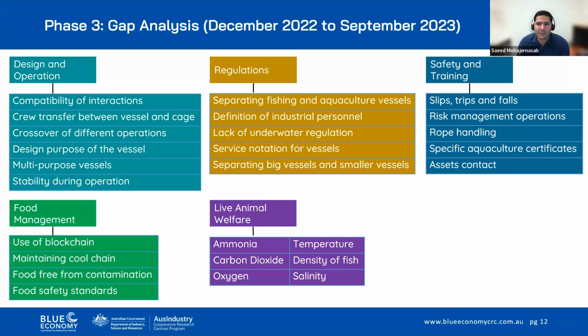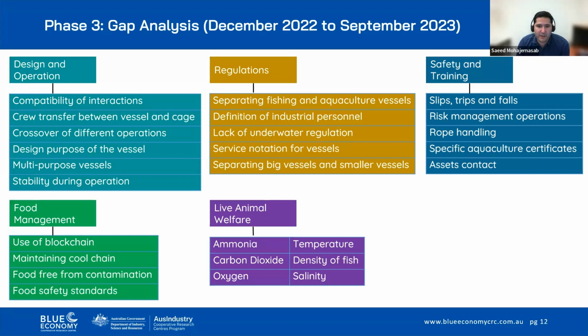In the regulation category, separating fishing vessels from aquaculture vessels was the main issue raised during the interviews. Defining industrial personnel or special personnel for the aquaculture crew who are transferring to and from sites, and differentiating them from passengers. Establishing underwater regulations for divers, developing specific service notations for aquaculture vessels, and also distinguishing regulations for larger and smaller types of vessels.